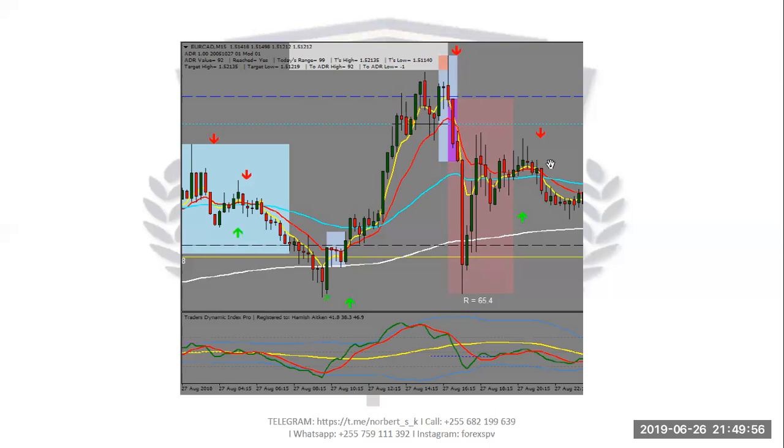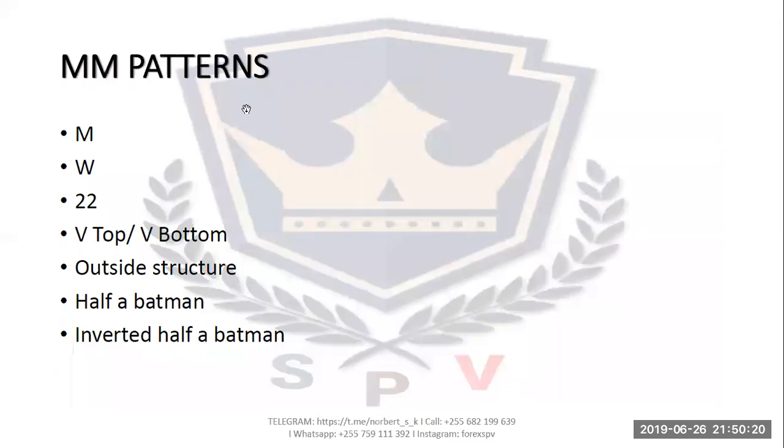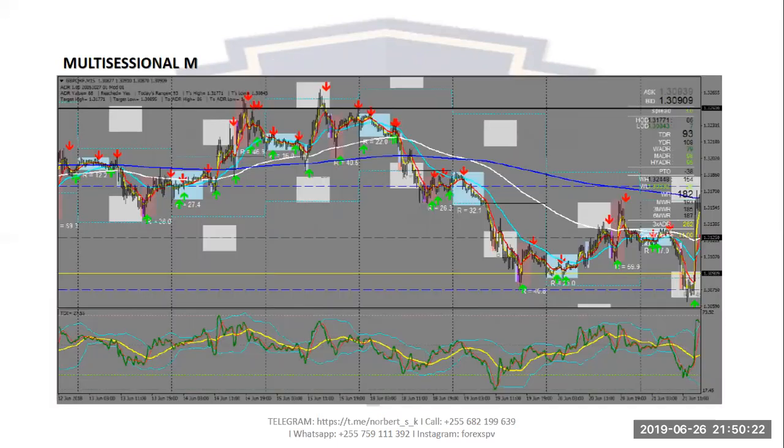Now this one is a multi-sessional M. We call it multi-sessional or multi-day because the first leg here happened on the first day, and on the second day it was the second leg formation. So this one is the multi-sessional or multi-day M, and it usually happens on peak formations. When the dealer is forming a peak, you find multi-sessional Ms.